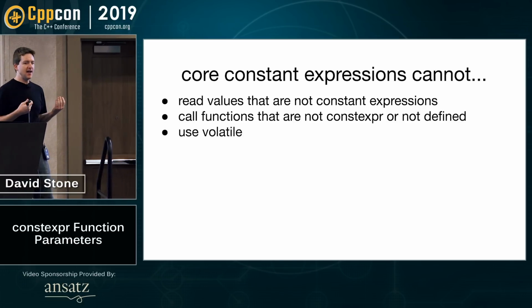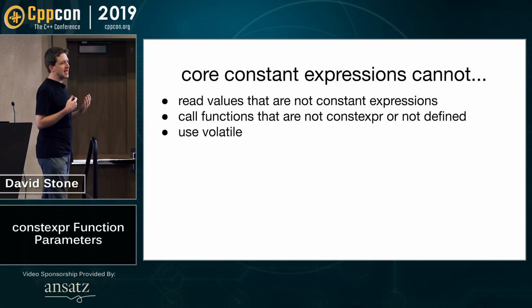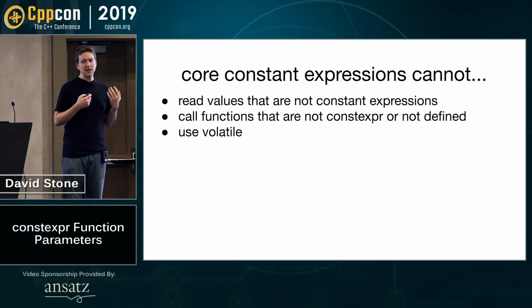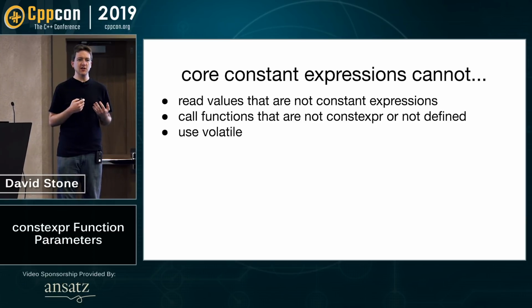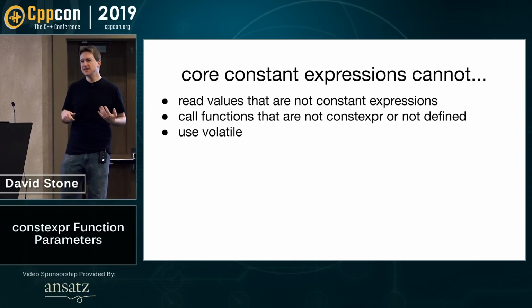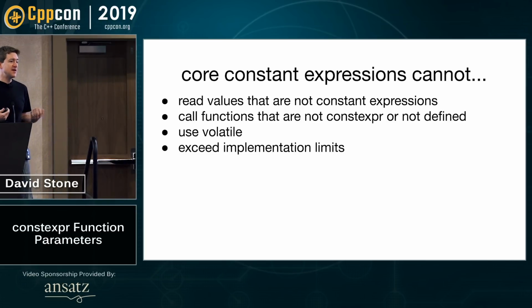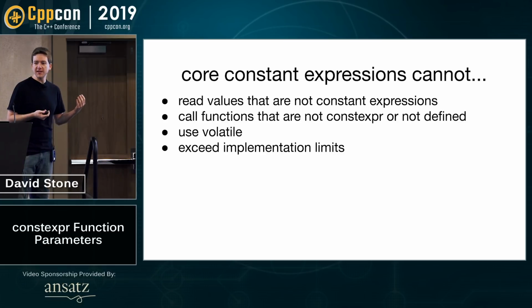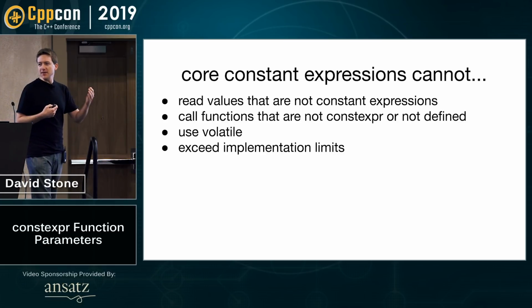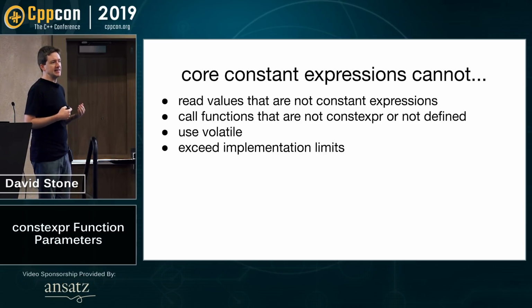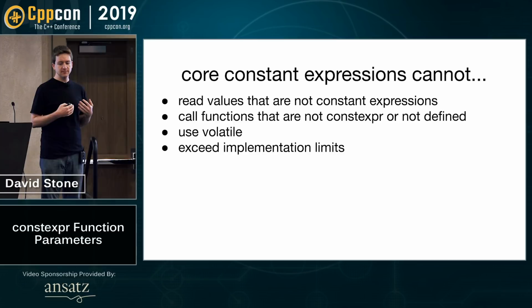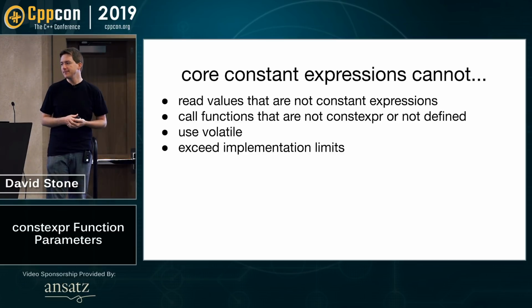You also can't use volatile, which is the same sort of idea. Volatile's meaning is that reads and writes of this variable are an observable side effect. It's used to interface with hardware on your computer, which doesn't really exist at compile time. So that's another reasonable restriction. You can't exceed implementation limits. Basically, the compiler isn't going to go into an infinite loop at compile time. It has a certain step limit. It has a certain recursion depth. Just sort of things to make sure that your compiler itself doesn't crash or run out of memory or do anything like that.